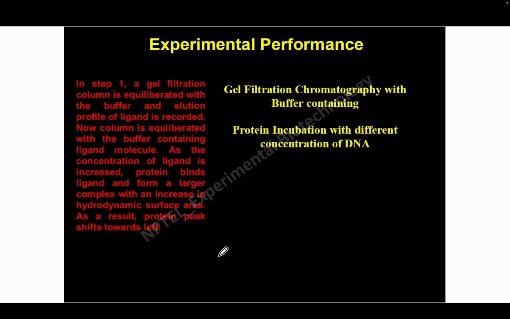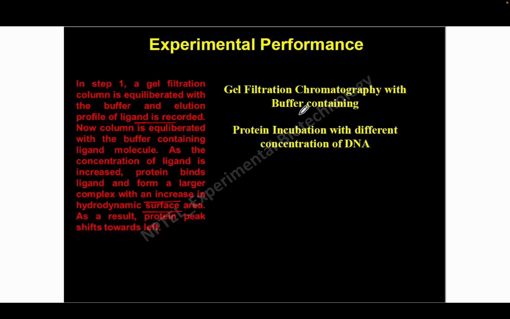Okay, so in step 1, a gel filtration column is equilibrated with a buffer and the elution profile of the protein is recorded. Now the column is equilibrated with a buffer containing ligand molecule. As the concentration of ligand is increased, protein binds ligand and forms a larger complex with an increase in hydrodynamic surface area. So whenever the ligand is interacting with the protein molecules, what is happening? The hydrodynamic surface area is increasing. As a result, the protein peak shifts towards the left.